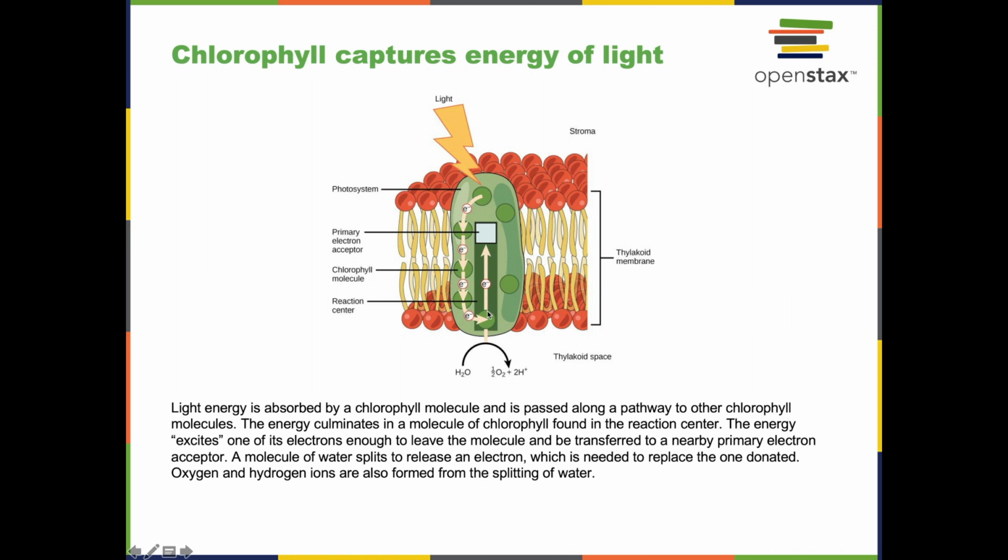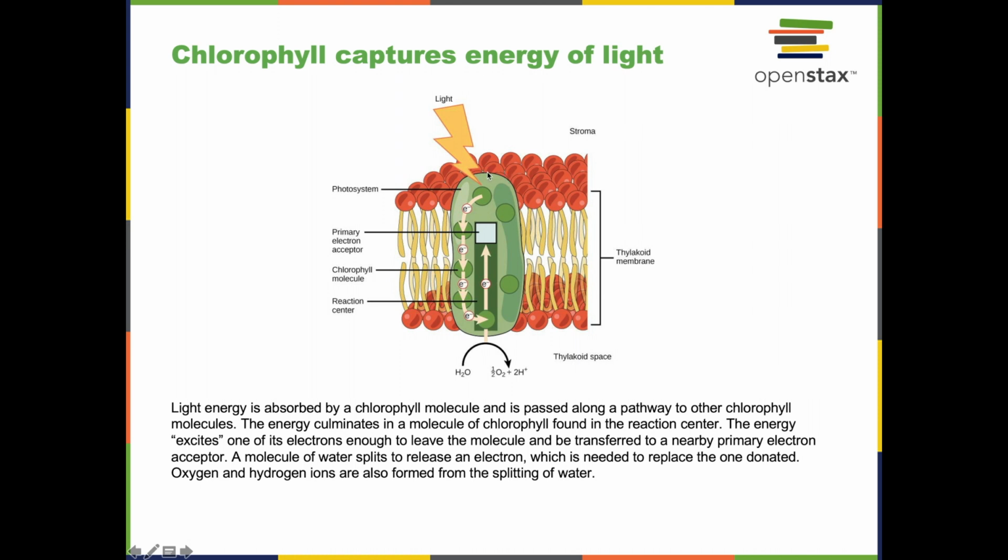It missed its electrons. So where is it going to get electrons? Where is it going to replace the electron? Well, that's where the molecule of water comes in. Water is split. It donates electrons into this chlorophyll, which has lost it to this primary electron acceptor. And then it can go back and receive more light and then lose more electrons.